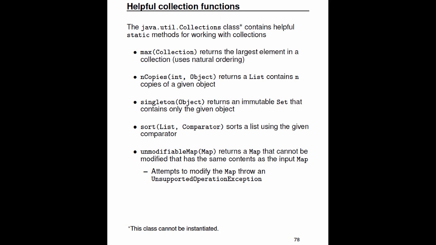Similarly, I can sort a list using some comparator, and I can create an unmodifiable map or an unmodifiable set over another map or set or collection of data. And this can be useful when maybe you want to return a copy of an internal data structure, but you want to make sure that it's not modified. Any attempt to modify one of these unmodifiable maps will result in an UnsupportedOperationException being thrown.